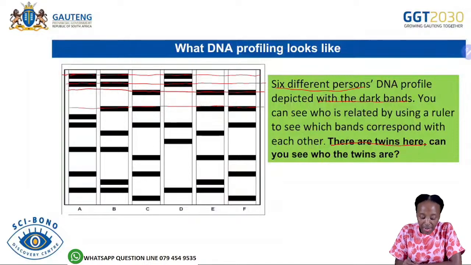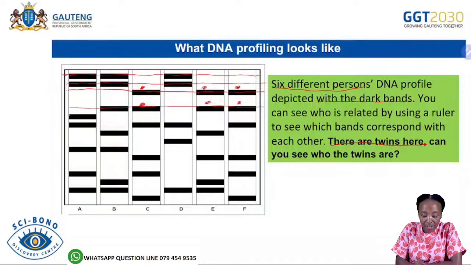But then if you look at C and F, you can see that this band here is exactly the same as this band here over F. Again, if you look at this one, here and there, they match. Also, they match with what? With E. So E also has this, they have the same bands in the same positions.